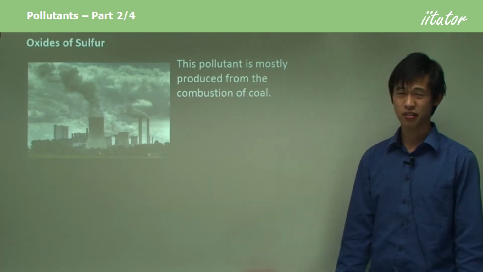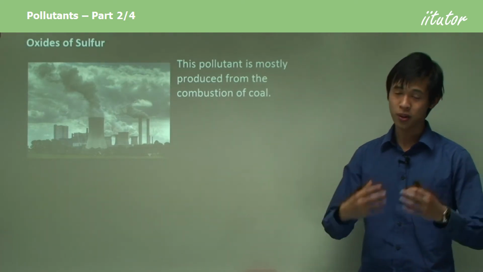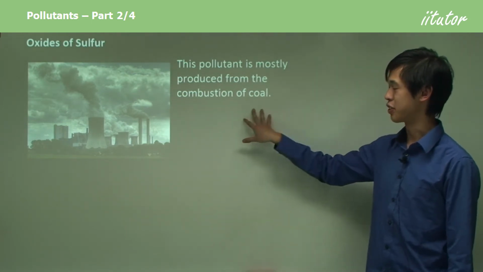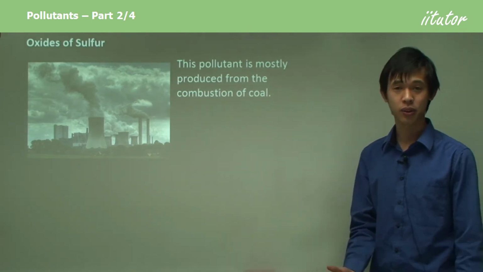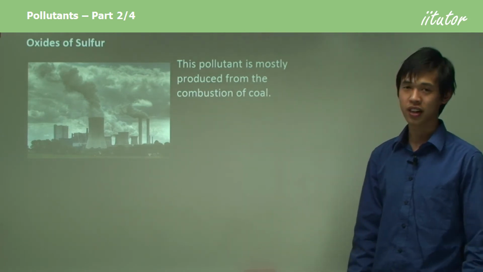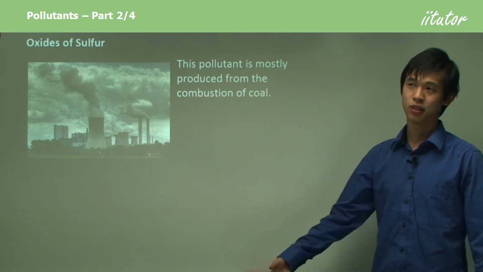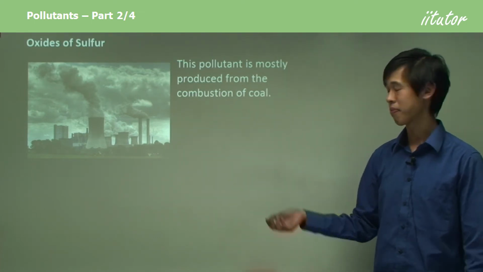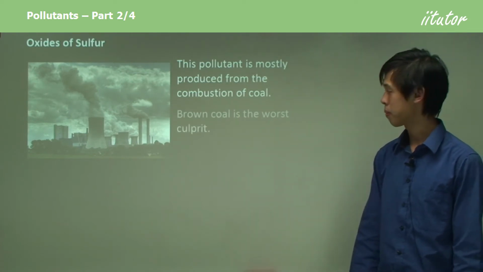So to oxides of sulfur now. This is for once not car related, and it's mostly produced by the combustion of coal. We use coal to make electricity. It's what we've done for hundreds of years, and it's what we're going to continue to do, I assume, for hundreds of years, because it's cheap. So that's what coal is all about.